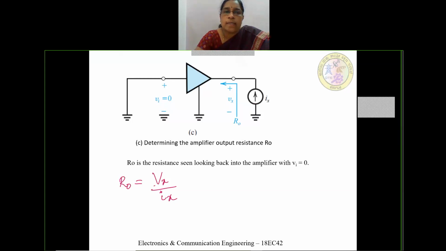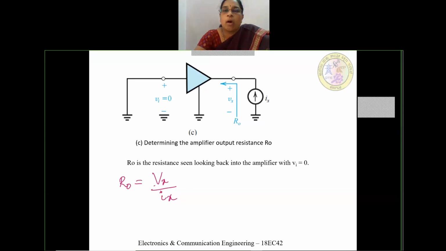So what is this R naught? We have drawn one more equivalent circuit to define R naught. As seen from circuit C, you have to first observe this. First of all, VSIG is short circuited. Because VSIG is short circuited, Vi is also equal to 0.